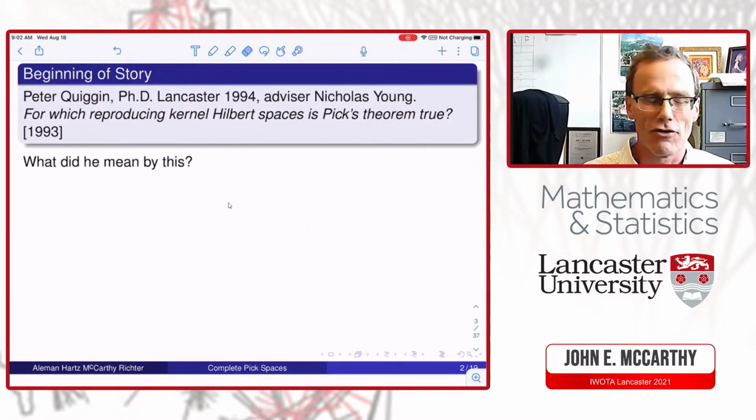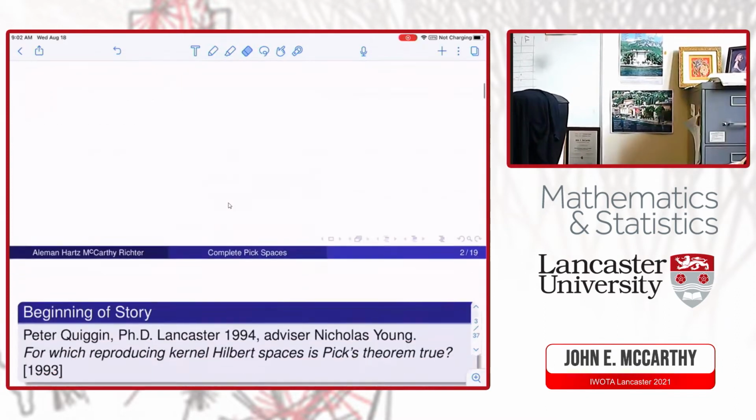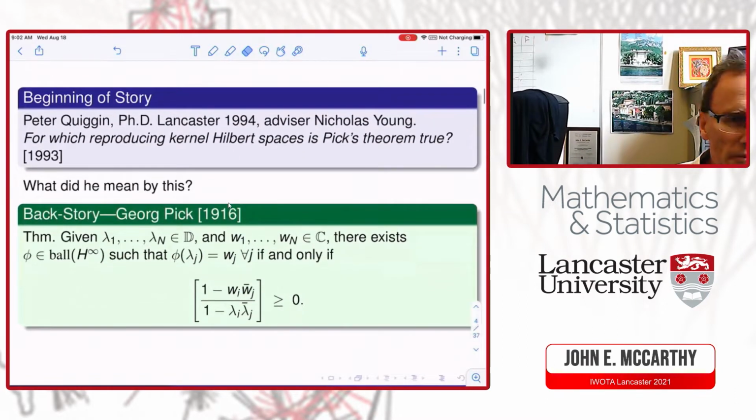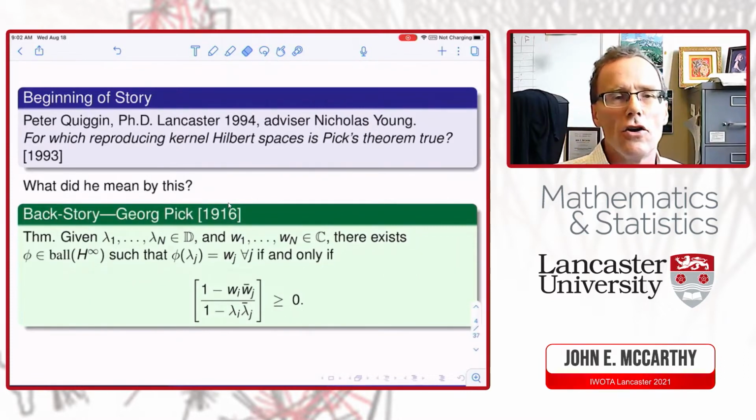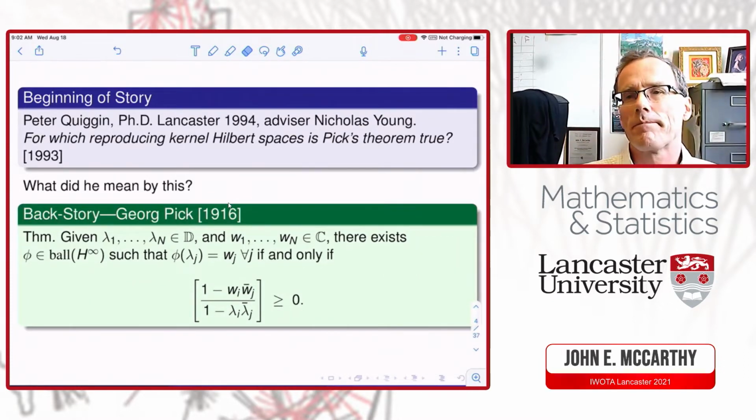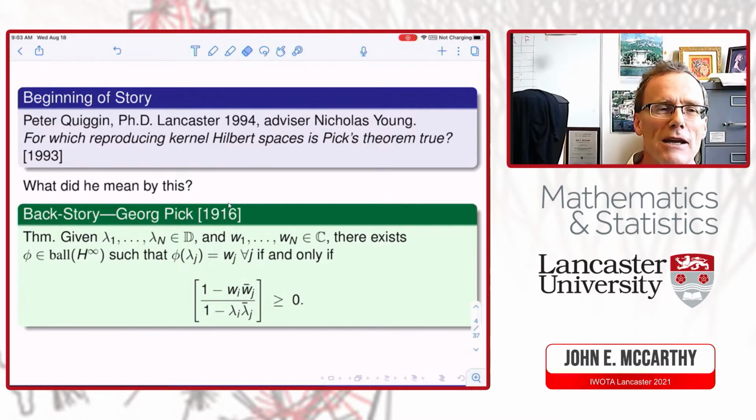Well, every good story has a backstory. So let's first start with Pick's theorem. Pick always used to be quoted as 1916. He published this during the First World War, and now there have been some historical changes, and it now gets auto-corrected to 1915. So I'm not sure when the paper actually appeared.